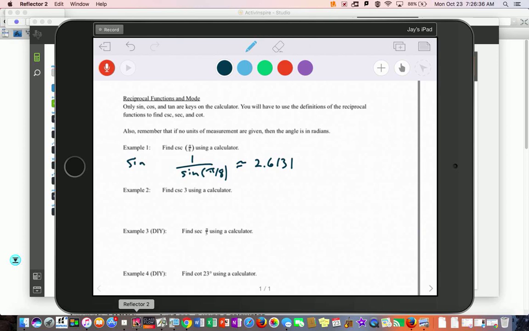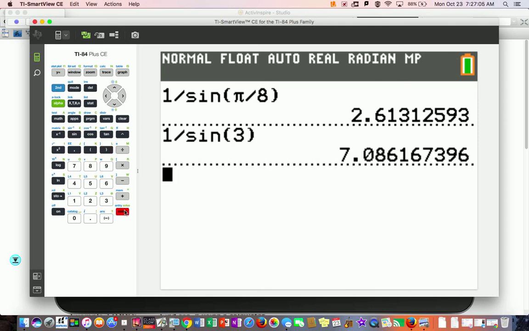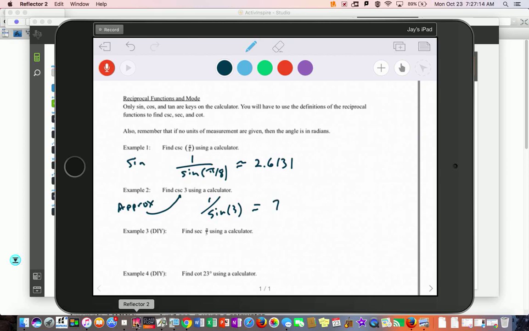What if I asked you to do cosecant of 3? So remember, that one does not have pi, so it's not an exact pi. It doesn't have the degree bubble. What that is actually is approximate radians. So I would do 1 over the sine of 3, because cosecant, again, is reciprocal of sine. So I can do 1 divided by the sine of 3. 7.0862. So something like that.